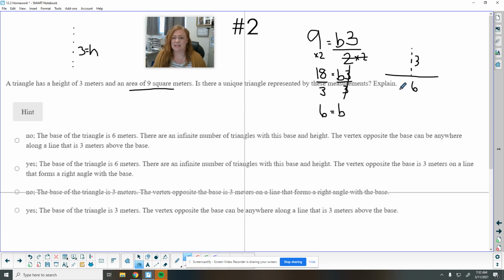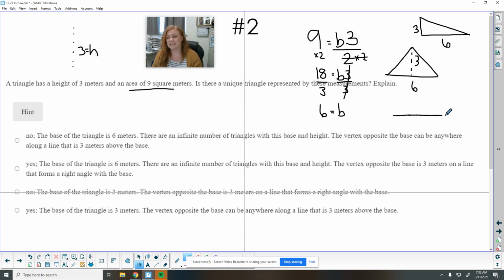So let's decide, is there only one triangle? Would it look exactly like that, or can I make a different triangle? So what if I have a right triangle that looks like this? The base is 6, the height is 3. 6 times 3 is 18. Cut it in half is 9. So there is more than one triangle.